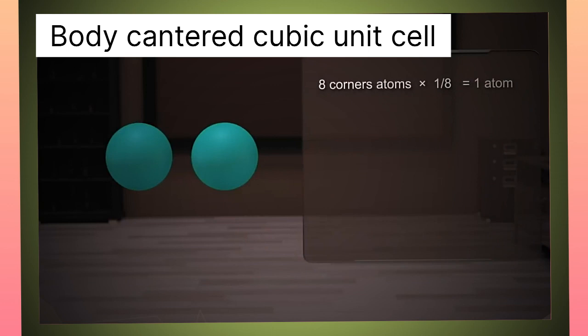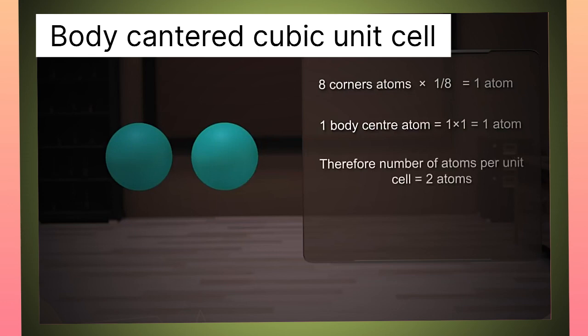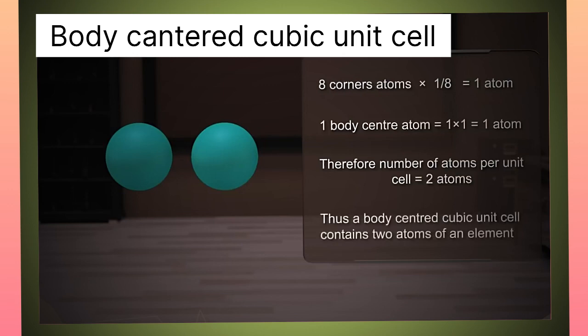Here is the calculation. 8 corner atoms with the contribution of 1/8 atom per unit cell, that becomes 1 atom. And 1 body-centered atom which is not at all shared, which contributes wholly as an atom, that becomes 1 atom. Therefore, the number of atoms per unit cell of a body-centered cube is nothing but 2 atoms per unit cell.